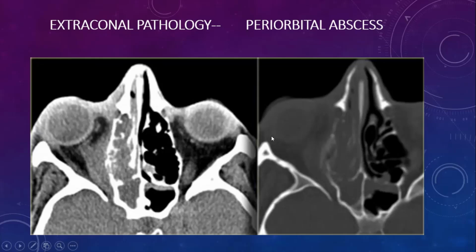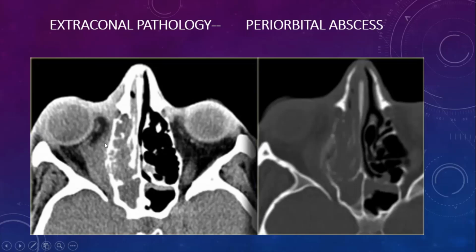One of the most common erosions seen in the sinus is of the right lamina papyracea, because it is very thin and easily goes into the orbit, and they will cause periorbital abscess or cellulitis. We should not wait for contrast enhancement to happen in the peripheral area to call it an abscess.